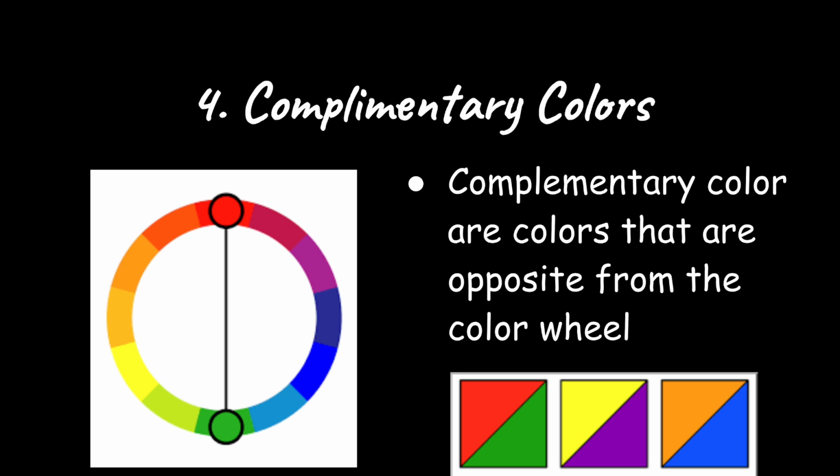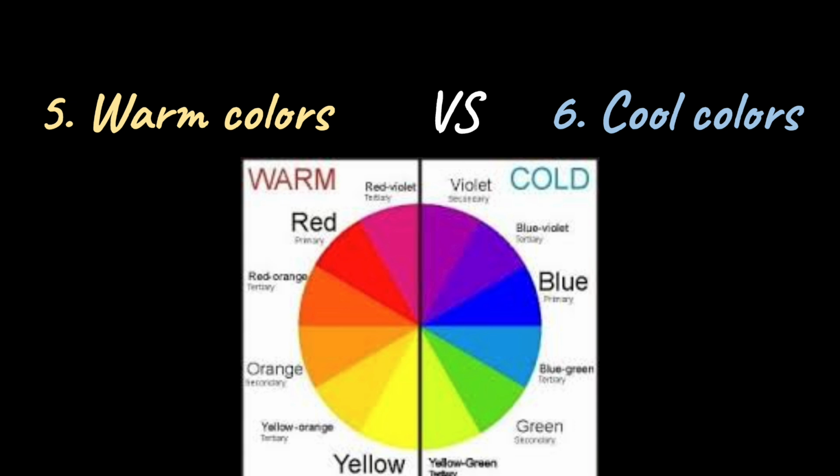Next, we'll talk about warm colors and cool colors. As you can see on this color wheel, to the left we have warm and to the right we have cold. So on the warm is red, the cold would be blue colors.